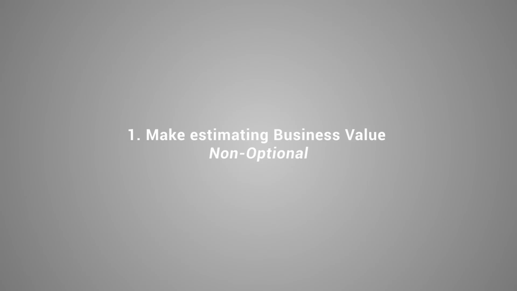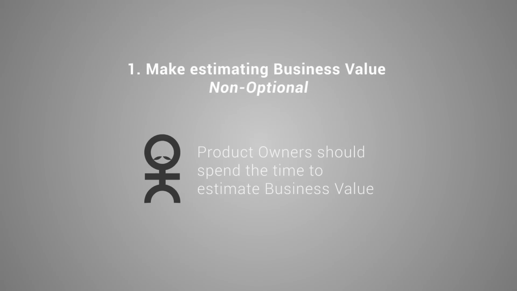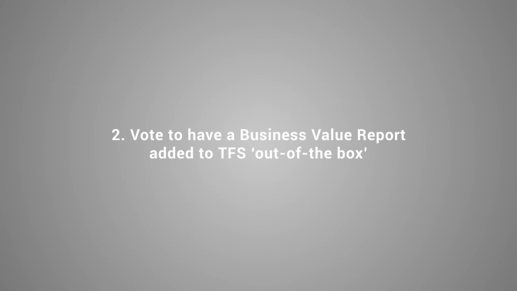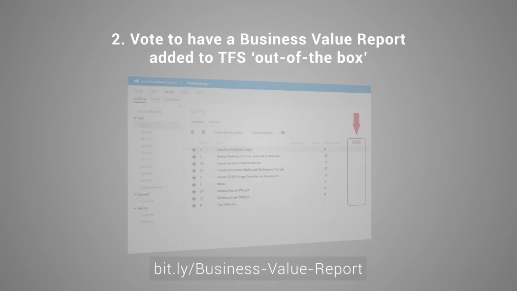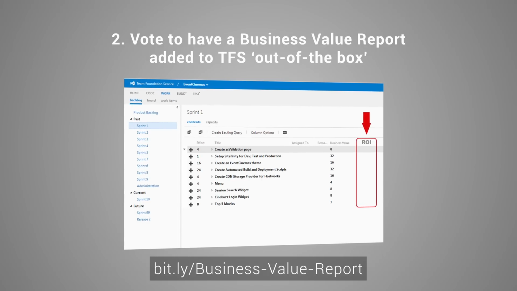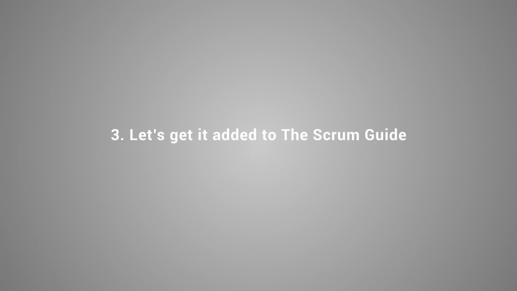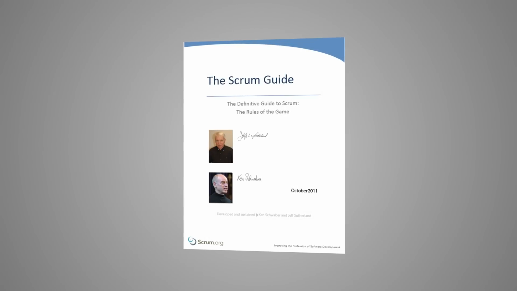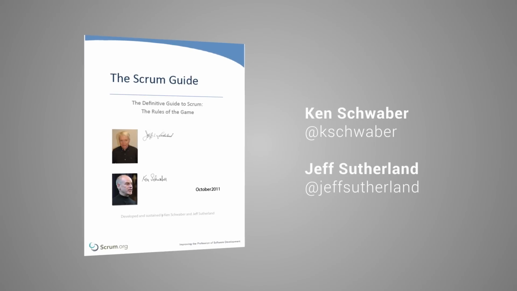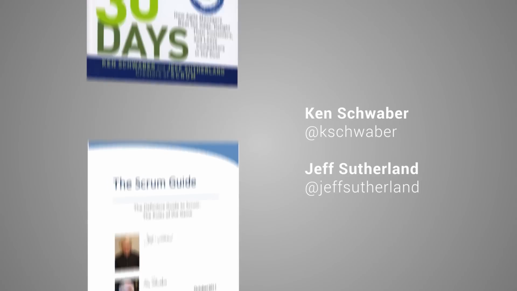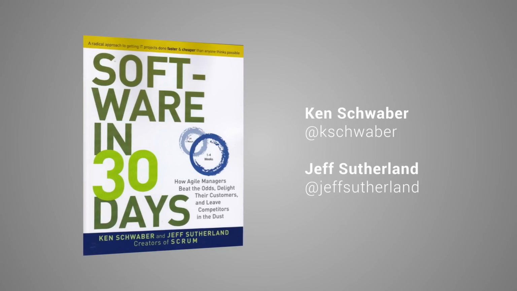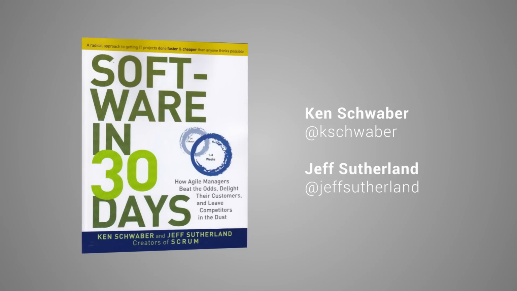I have 3 calls to action. The first one is let's make estimating business value not optional. I don't think you're doing anybody any favours by letting busy product owners skip estimating business value. Secondly, if you're using TFS, vote for my suggestion to get a business value report added in the out-of-the-box experience. And 3, let's get it added into the all-important Scrum guide. Let Jeff Sutherland and Ken Schwaber know how important the business value field is to you, and also tell them to add it into the terminology section of the Software in 30 Days guide.